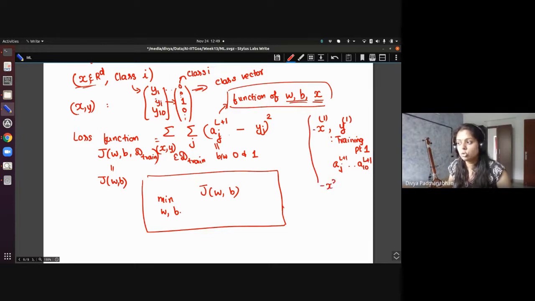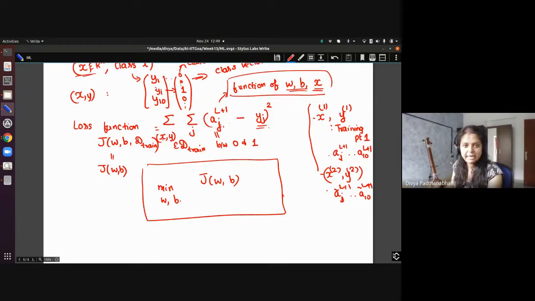Now if I take x2, y2, the next training point, I'm going to get some other values, something like a_1^(L+1) up to a-tilde^(L+1). These two will not be the same, right? I just don't have space to write one more index here, so that's the reason I've written it this way. Again, this y corresponds to this training point. So this is what you want to finally minimize. This loss is what you're interested in minimizing.